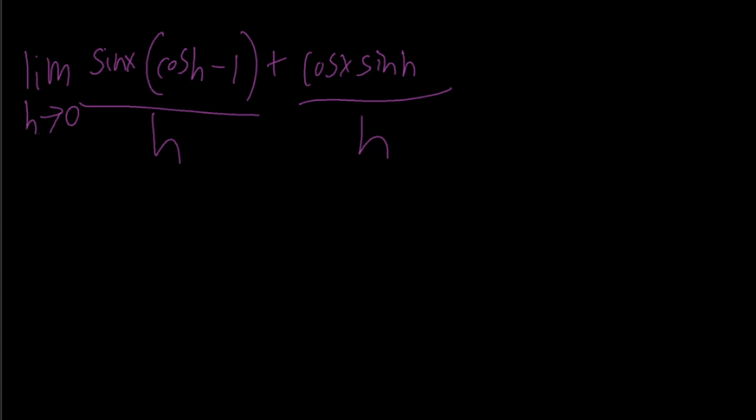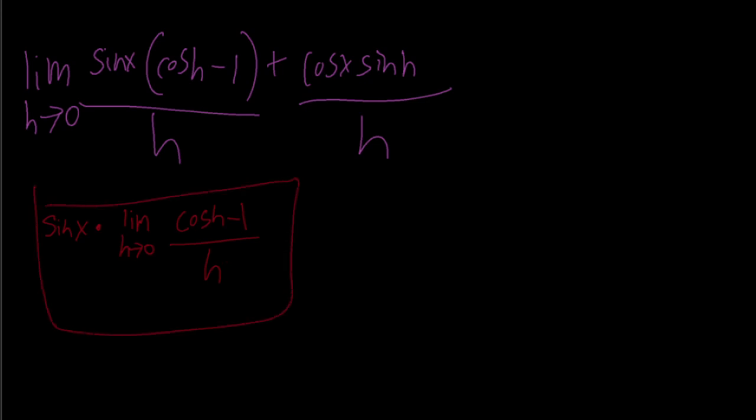So since the limit is, let me write this in a different color. The limit is h approaching 0. And if h is approaching 0, sine x doesn't really get affected by it. So let's put it to the side and put it in front of the limit now. So we're going to put sine x, which is multiplied by the limit of h approaching 0 of cosine of h minus 1 over h. So this is what we're looking at right now.